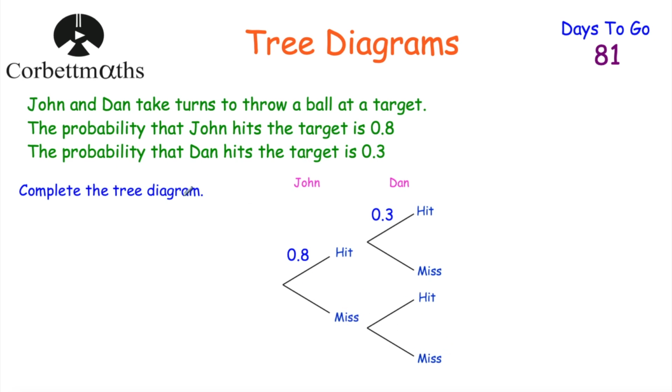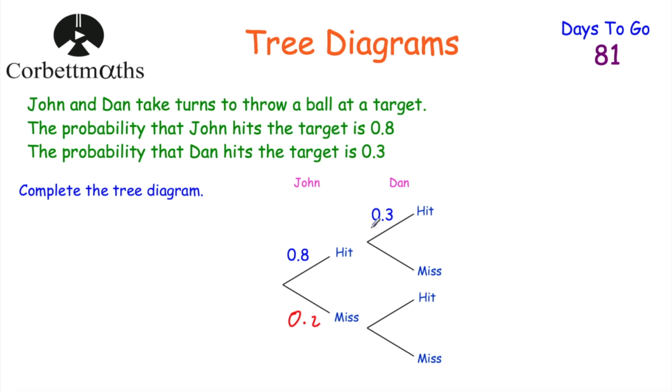And we've been asked to complete the tree diagram. So that means we've got to write the probabilities on the branches. So here, the probability of John hitting it is 0.8. That means the probability that John misses the target would be 0.2, because these probabilities have to add together to be 1. He either hits it or he misses it. So that means they're going to add together to be 1.